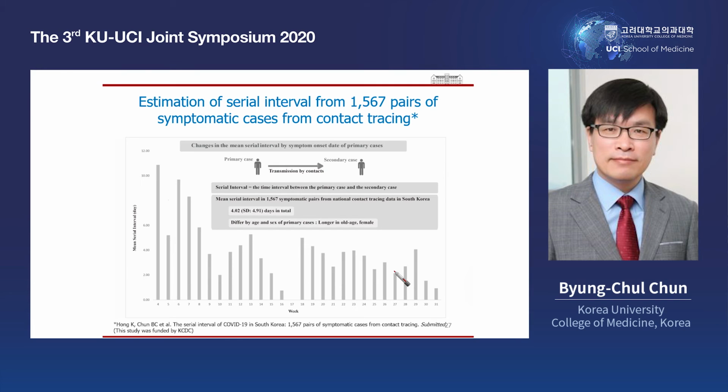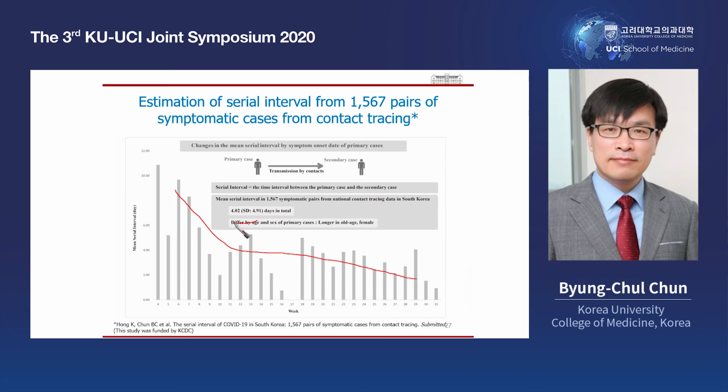We estimated the serial intervals of COVID-19 in Korea using about 1,600 pairs from contact tracing data. Interestingly, the estimated serial intervals are getting shorter and shorter as the outbreak continues, because the case definition for screening has been changed multiple times during this period.